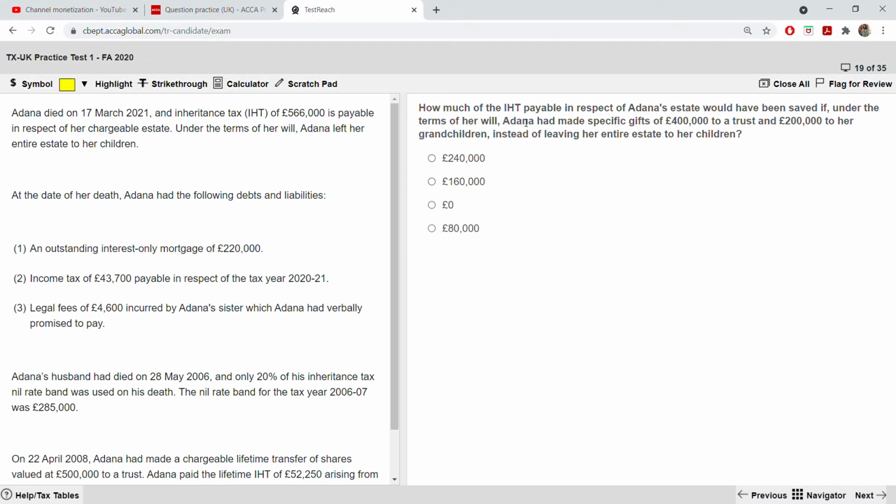Next. How much of the IHT payable in respect of Adana's estate would have been saved if under the terms of a will Adana had made specific gifts of 400 to a trust and 200 to a grandchild instead of leaving her entire estate to her children? Another thing, in taxation you have to know how much you can save if you're changing your will or doing tax planning. This is also a skill you should have when you come to tax. So how much can you save? The answer is 0. Why? Because neither gift would have made any difference to the amount payable. Neither the specific gift to the trust nor the 200 to the grandchild would save anything.